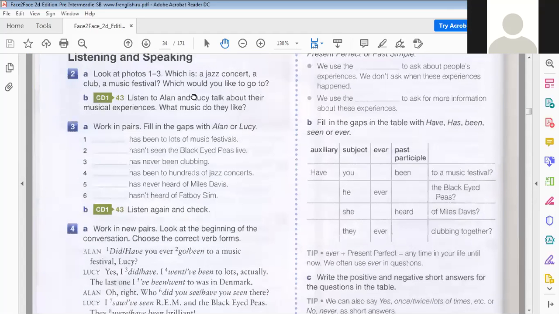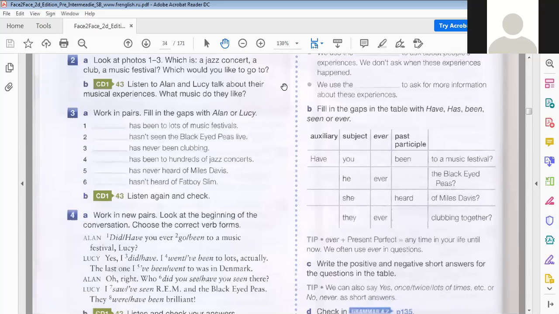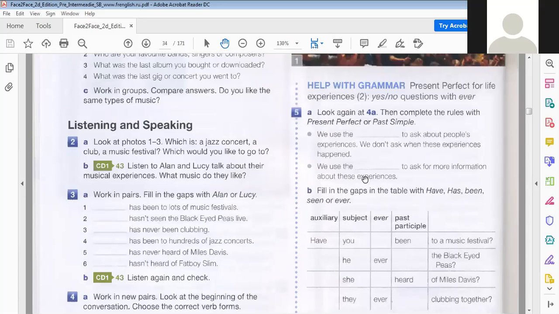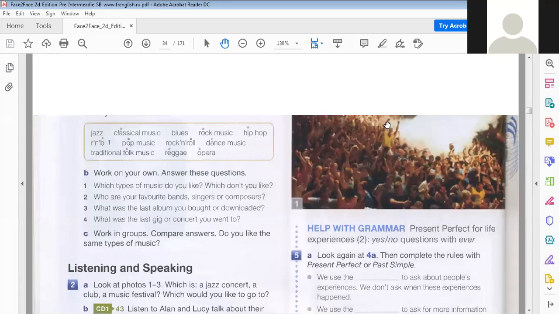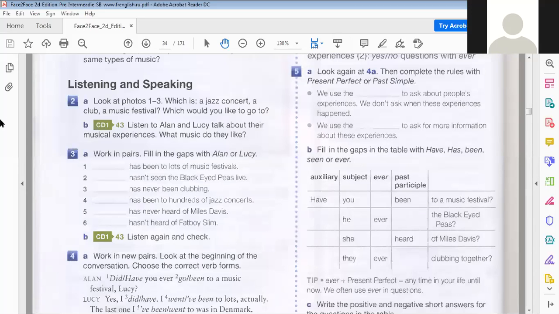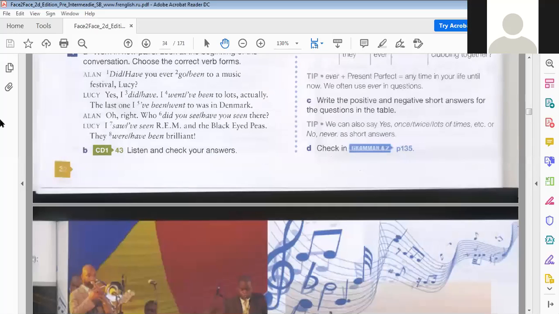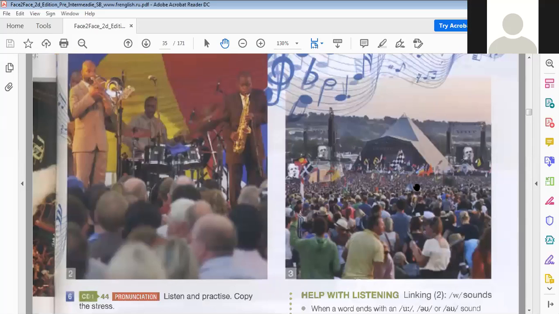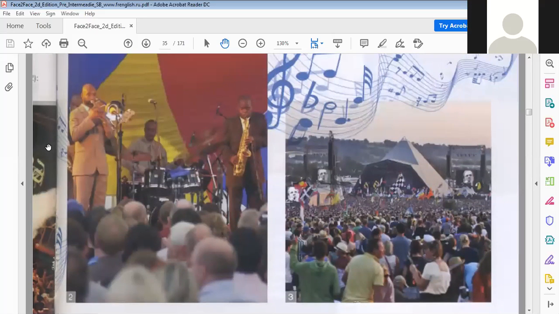Now, it says here, which would you like to go to? So, Rashid, which one would you like to go to? Would you like to go to the club or to a jazz concert, like number 2, or to the music festival? Which one do you think is the most interesting, in your opinion? Jazz.